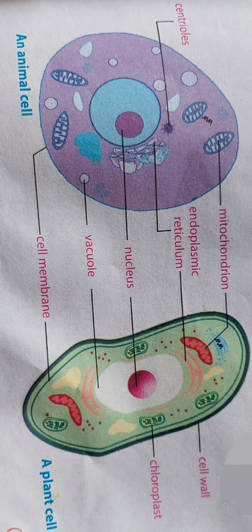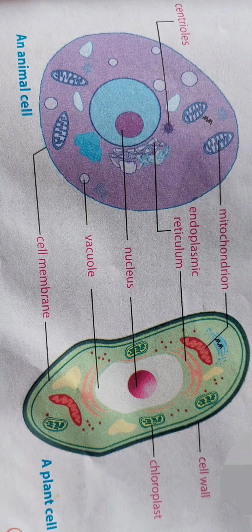The cell membrane is the outermost layer, or outermost membrane, of the cell, which controls what goes into and out of the cell. This means that nothing can come into or go out of the cell without the permission of the cell membrane. Then you can see the second thing, the cytoplasm.